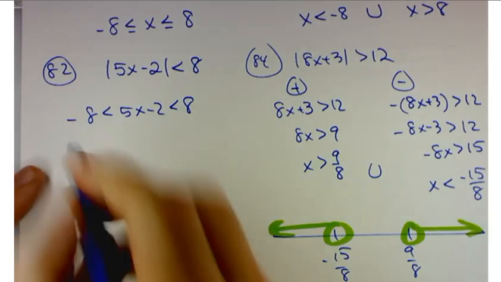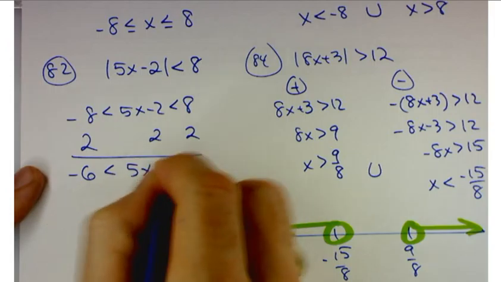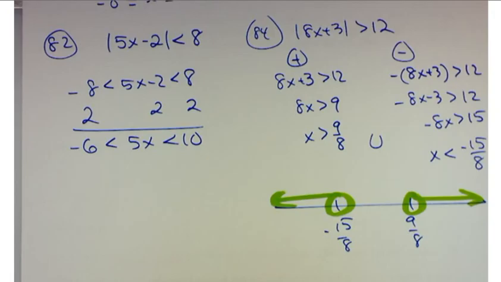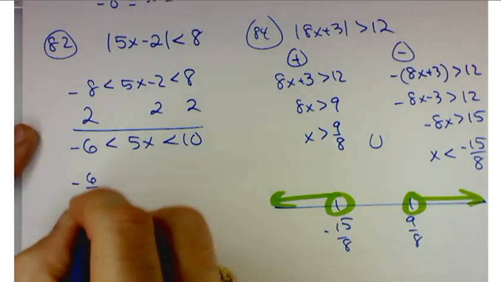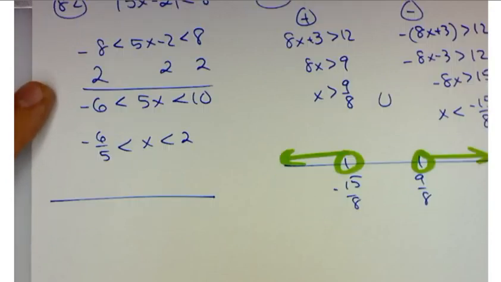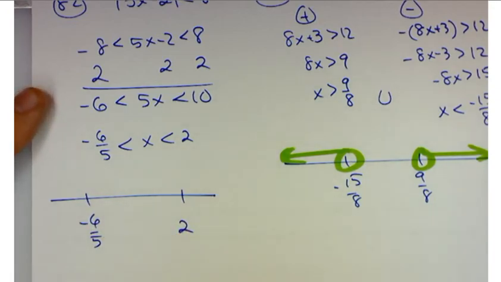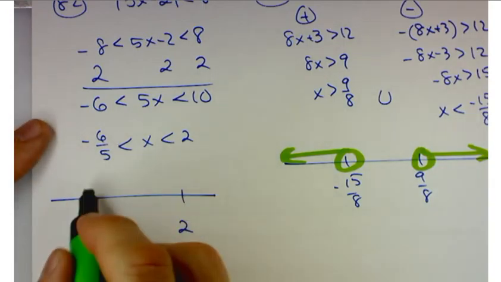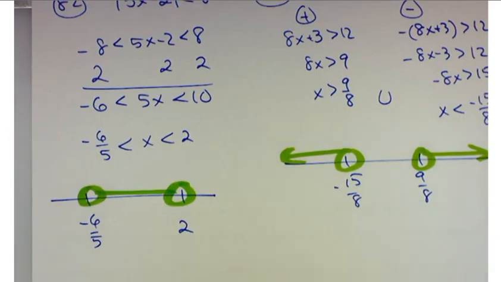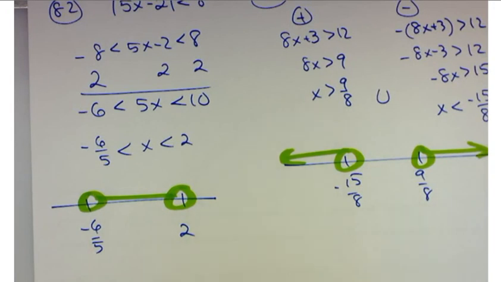You would add 2 to all sides of this inequality. Have I finished solving for x? Divide by 5. So negative 6 fifths is less than x less than 2. Now, this inequality asked me for everything in between these two numbers, so I'll join it like that. So the absolute value less than case is one interval. The absolute value greater than case is two intervals.